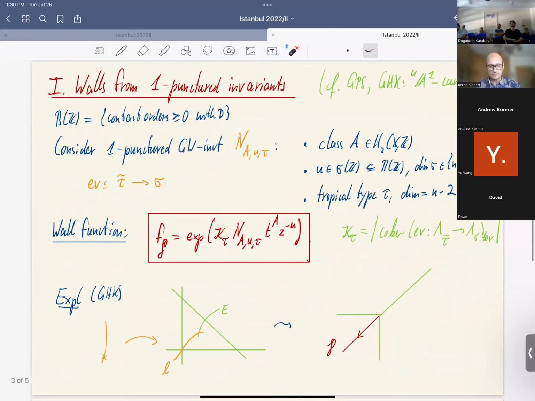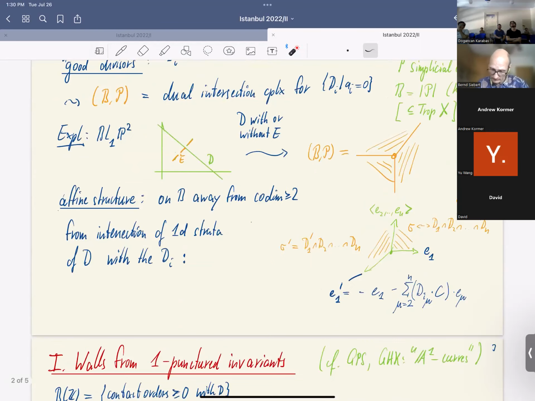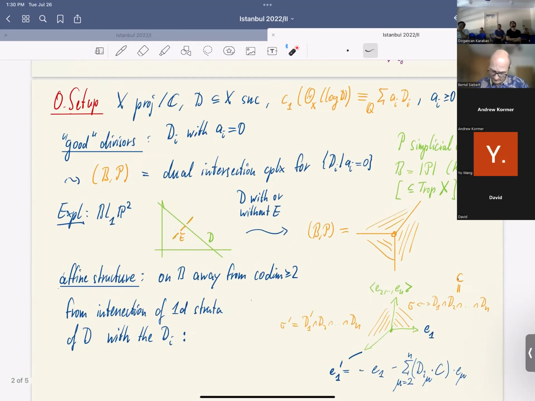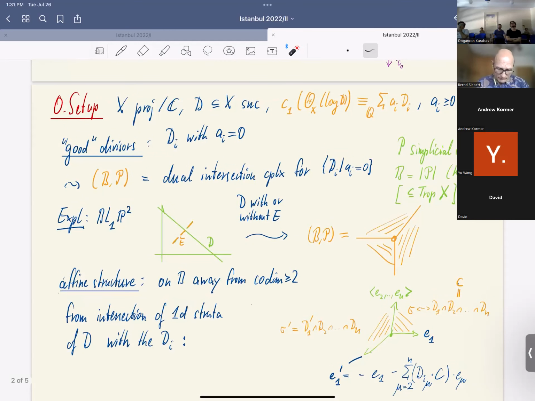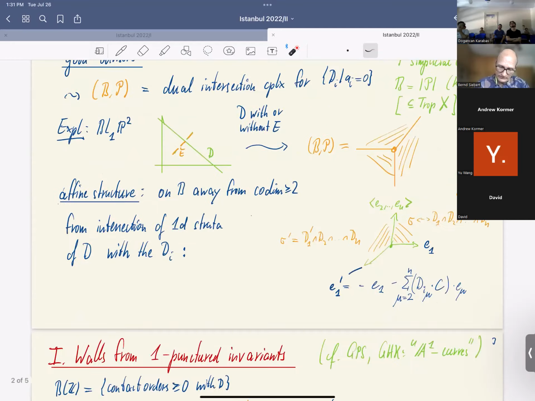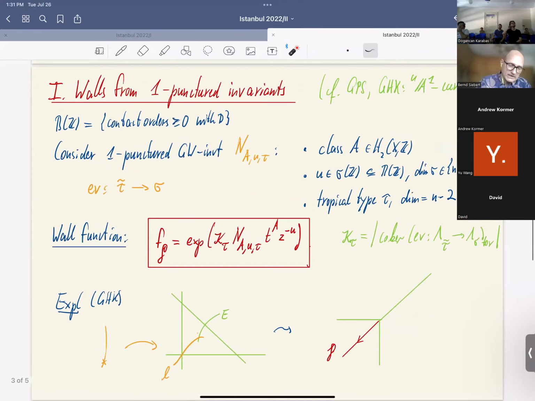So, how do we get walls? Essentially, I tried to tell you that the tropicalization is the B of Z. No, that is actually not true. The B is part of the tropicalization. That's some of the point of the Kontsevich-Soibelman skeleton. But still, each integral point of B corresponds to a contact order with D, okay? So we can feed this into punctured Gromov-Witten theory.